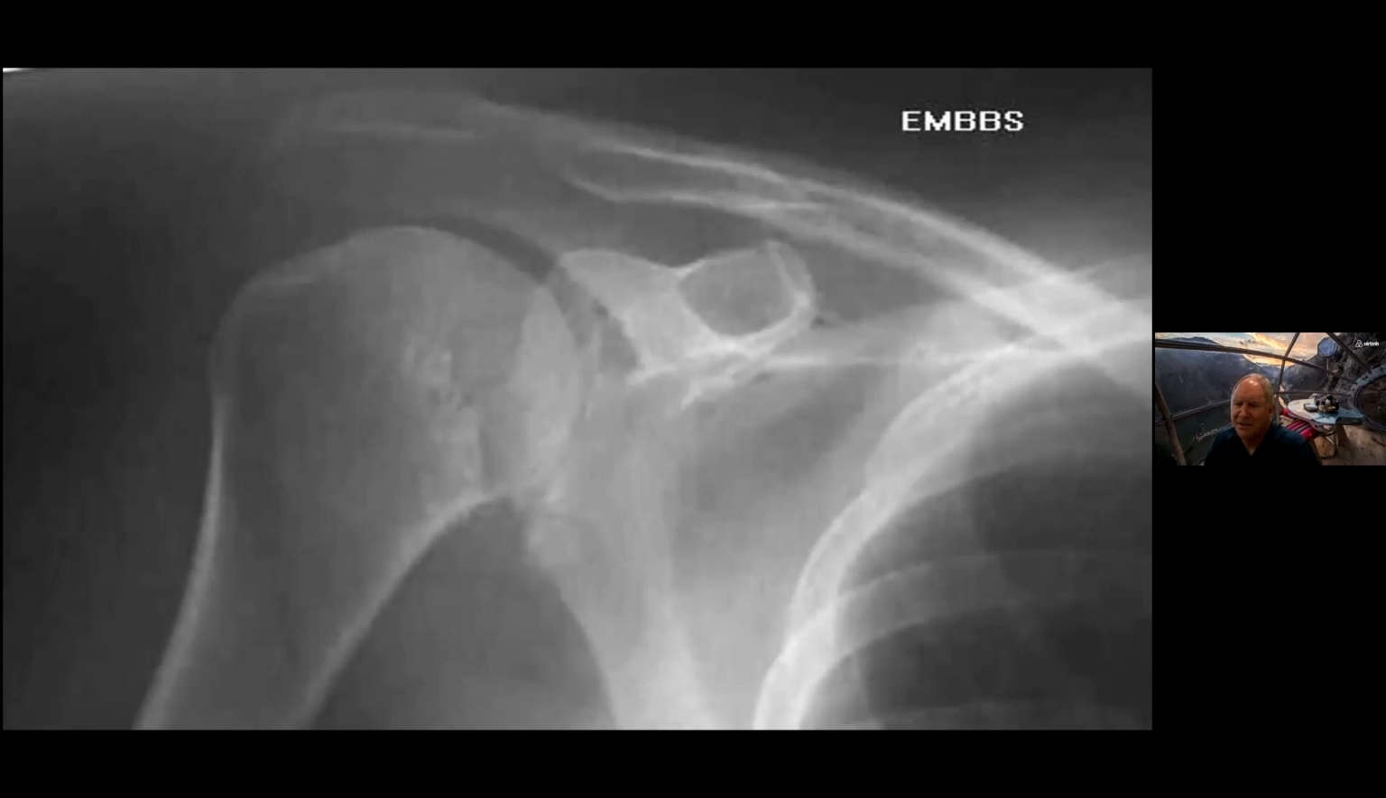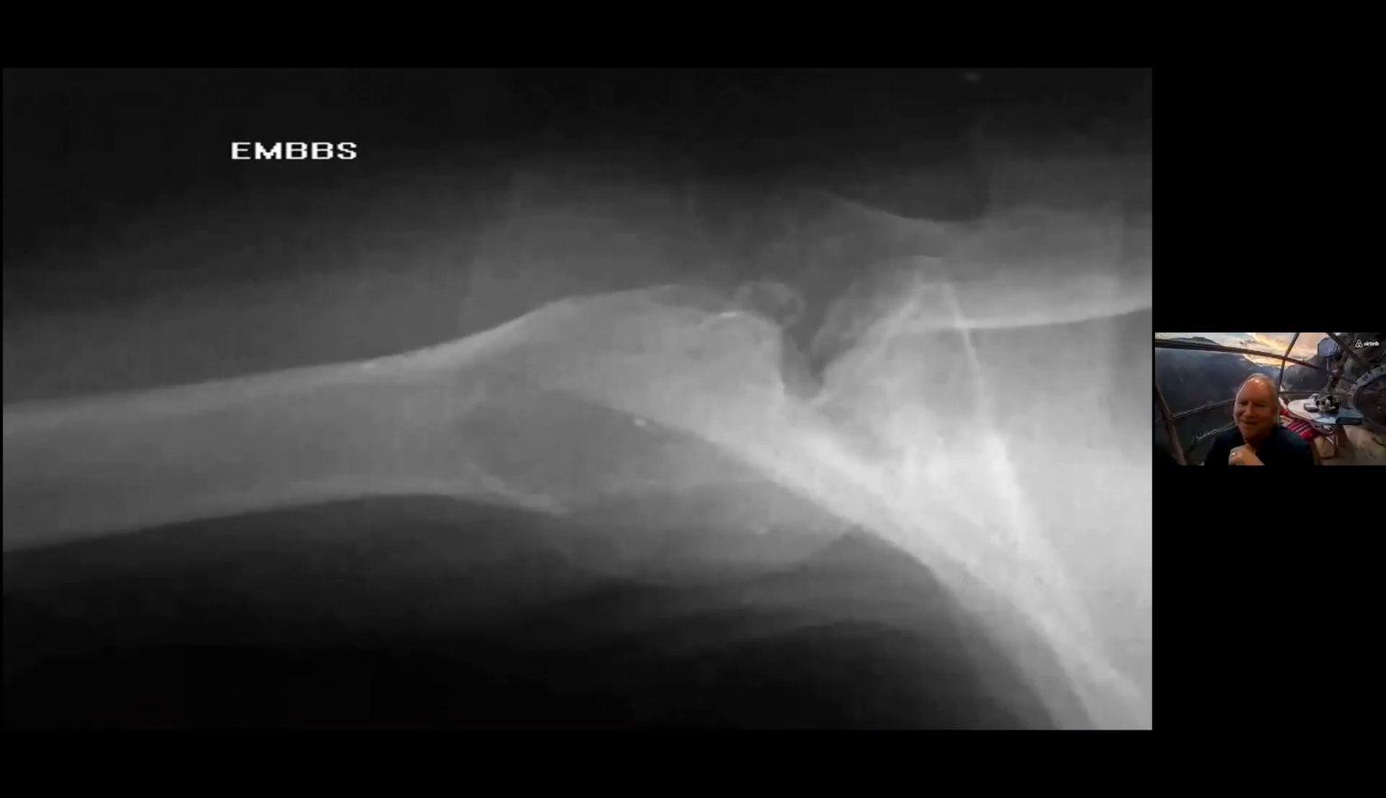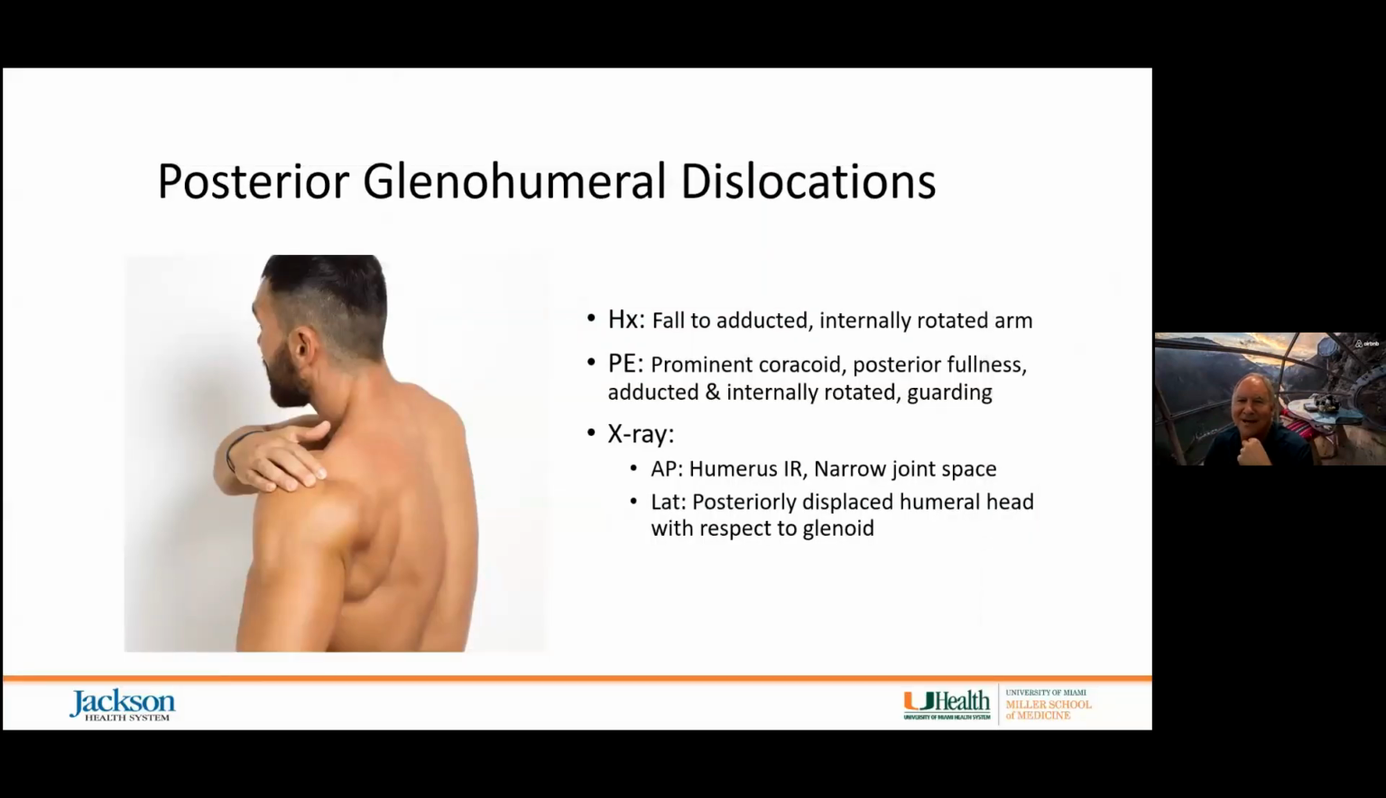Well, the other was an anterior dislocation. What would Dr. Gator try to throw at me this time? Posterior dislocation. Dr. Mzambwe makes it even more clear as you're taking a look from the axilla. So posterior glenohumeral dislocation. This is a fall to an adducted, internally rotated arm. And so now you've got a prominent coracoid anteriorly, but posterior fullness.